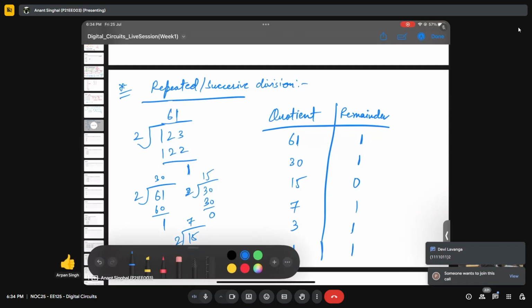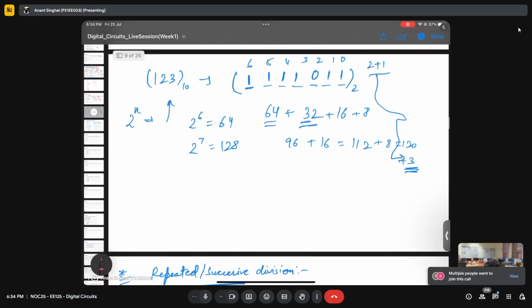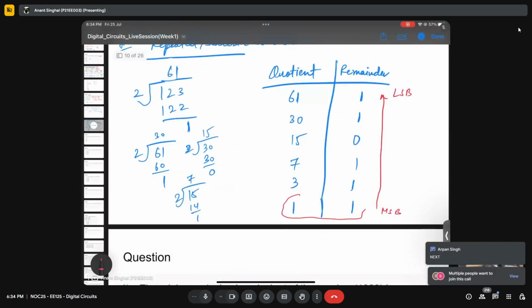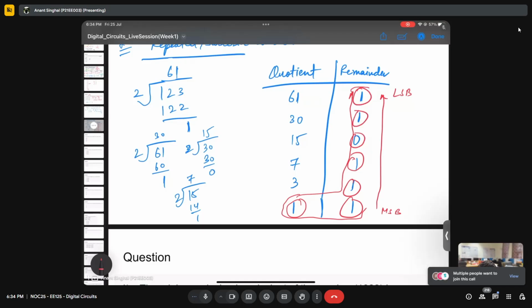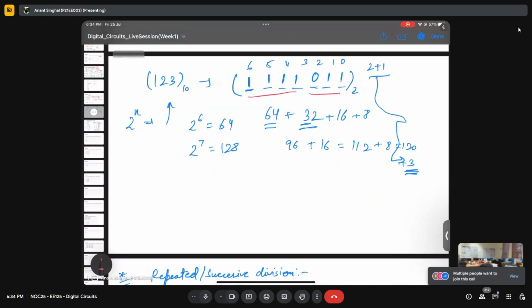Now we can just read this particular value upside down. So this will be your MSB and this will be your LSB. So this is what we just wrote. If you see, 1, 0, 1, 1, and if I write an arrow like that, it will be 1, 1, 1, 1, 0, 1, 1. So that is how I converted 123 into this particular binary format. Is it clear to everyone?